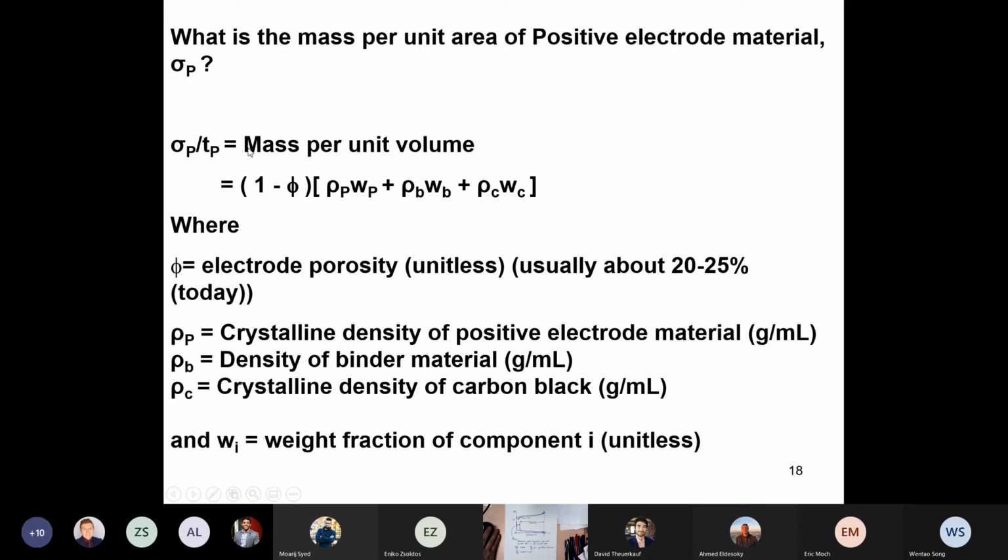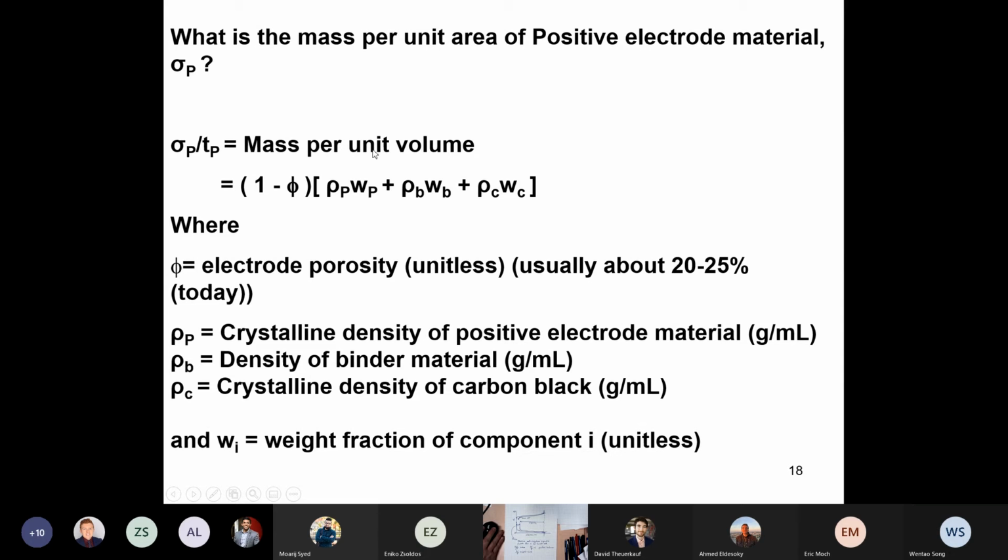So let's figure this out. The mass per unit volume will be the loading divided by the thickness. If you think about the units, mass per unit area is mass per square centimeter, and divide by thickness in centimeters, you get mass per cc.